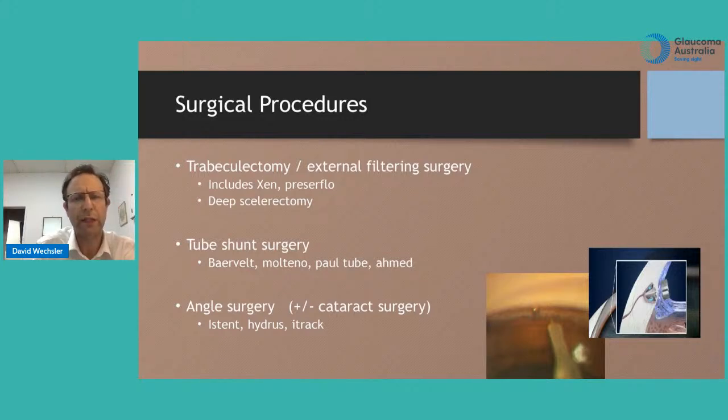It's generally not as involved as an external drainage procedure, but it still comes under the umbrella of glaucoma surgery, and it's sometimes done at the same time as cataract surgery.